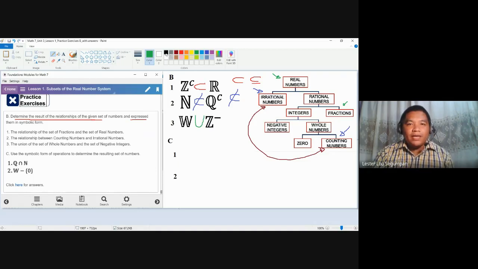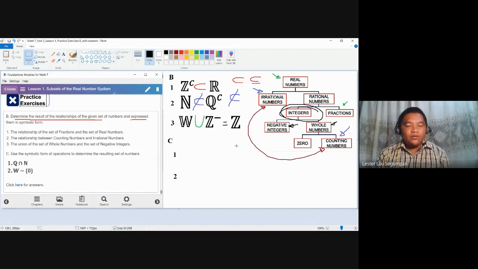So what we need to complete here is the answer. What is the union? This is the set of whole numbers. This is the set of negative integers. When we combine the two sets, it becomes the set of integers as a whole. So we just simply use the symbol for integers, which is Z, double Z. So this is our answer for number 3 in symbolic form. These are all the answers for practice exercises B found in this lesson.